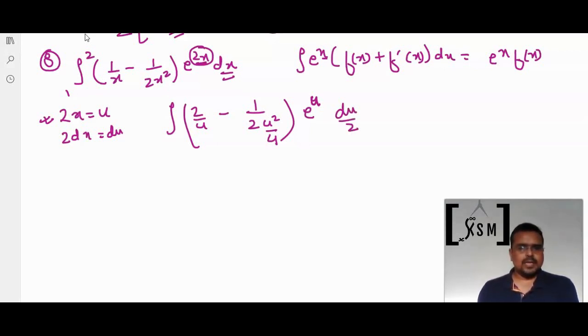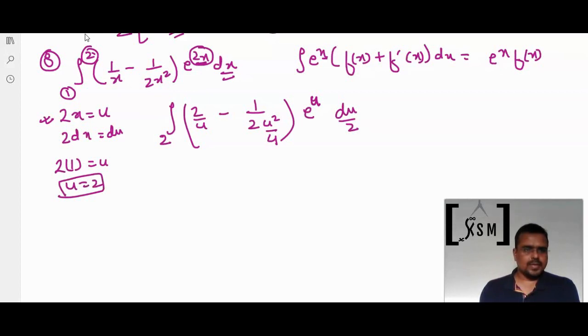Guys, please understand, these are the limit values for x. So when x is 1, what is the u value? The u value is 2, so this lower limit is 2. Okay. And when x is 2, my upper limit is 4. So lower limit is 2 and upper limit is 4.